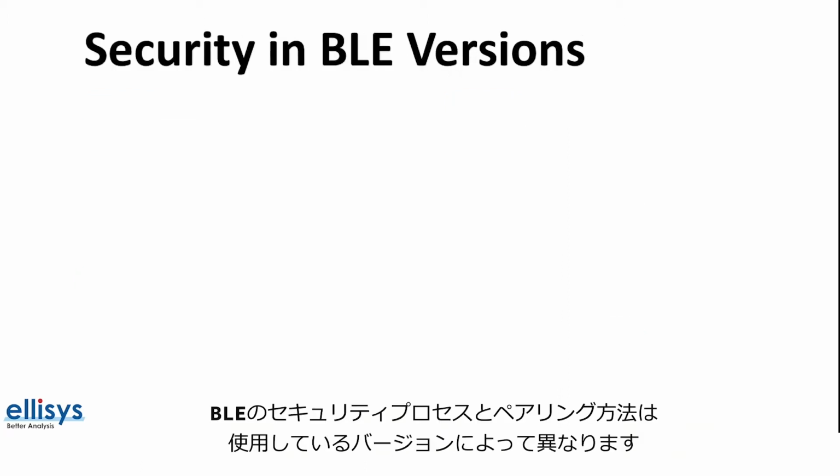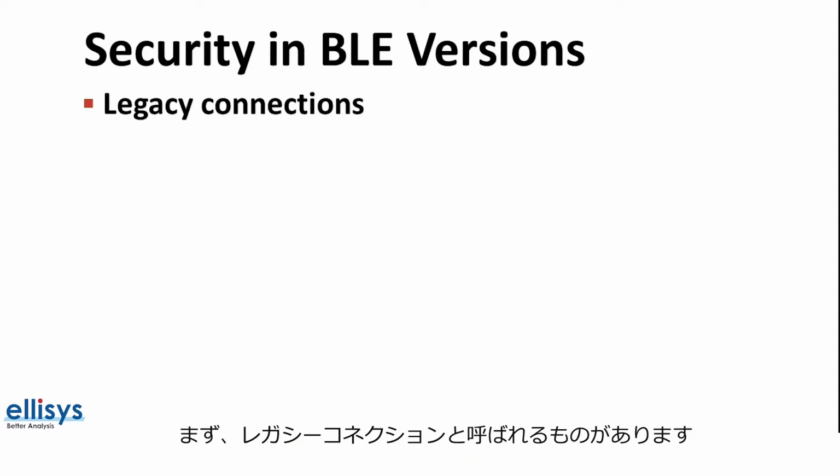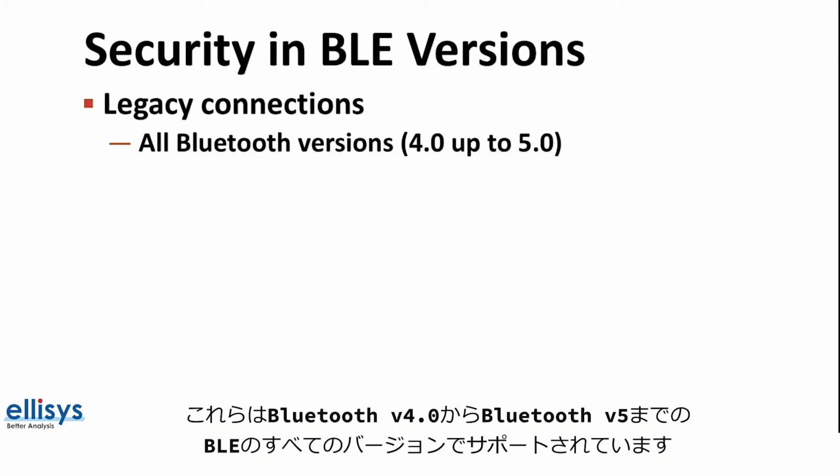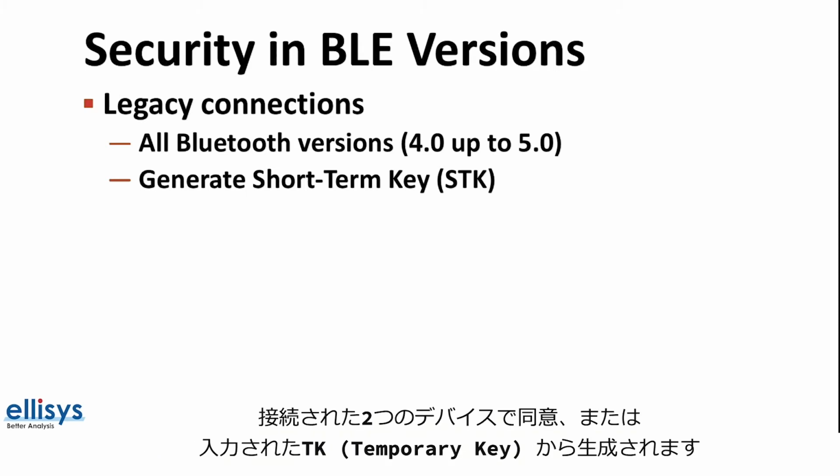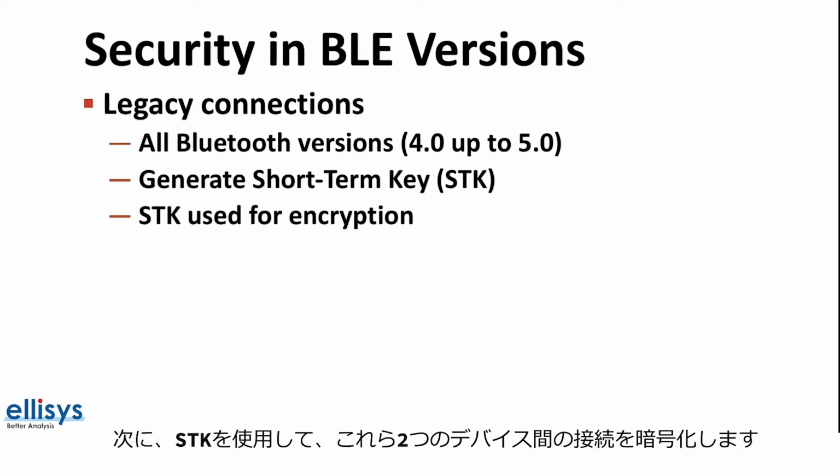In BLE, the security processes and pairing methods differ based on which version you are using. First, we have what's called legacy connections. These are supported by all versions of BLE, starting from 4.0 up to Bluetooth 5. In this type of pairing, a short-term key, or STK for short, is generated from a temporary key, or TK, that is agreed upon or entered by the user at each of the two connected devices. The STK is then used for encrypting that connection between those two devices.